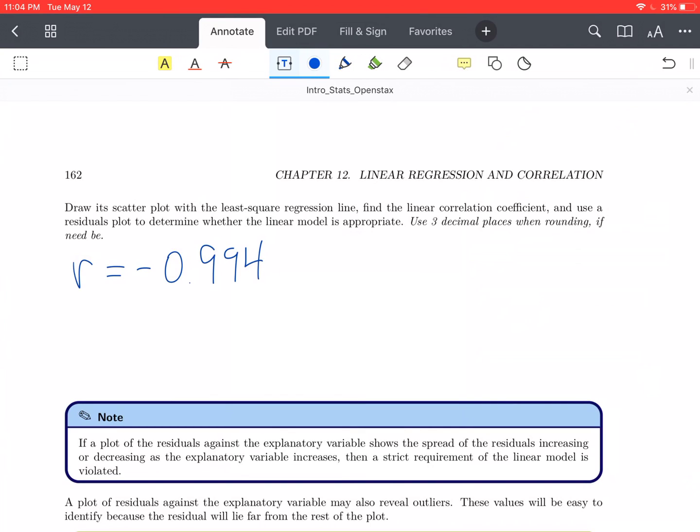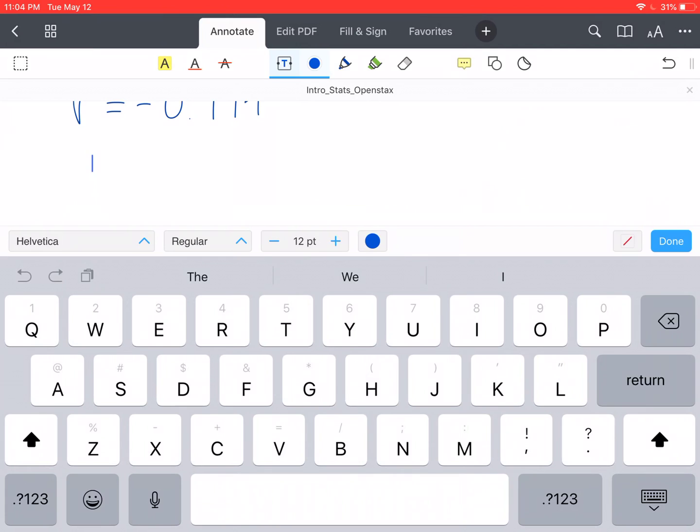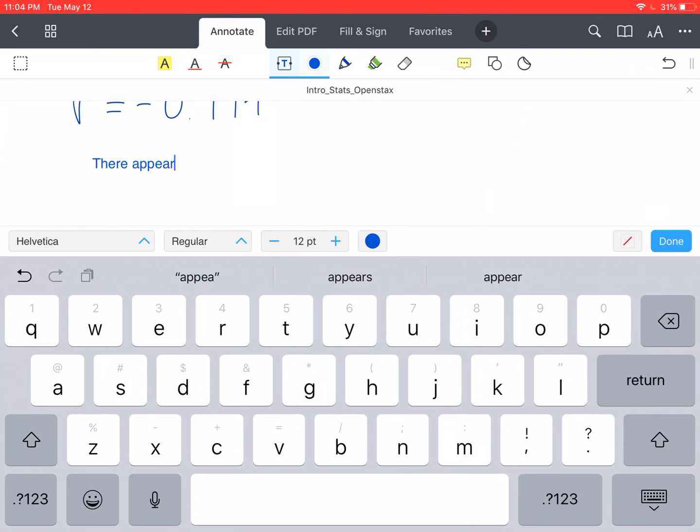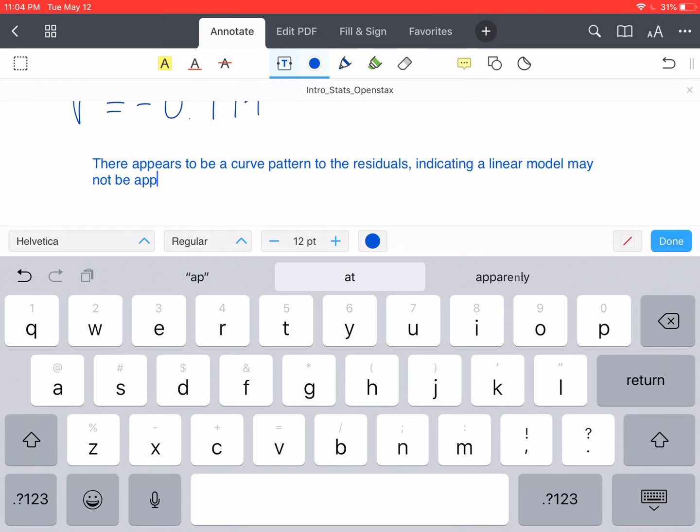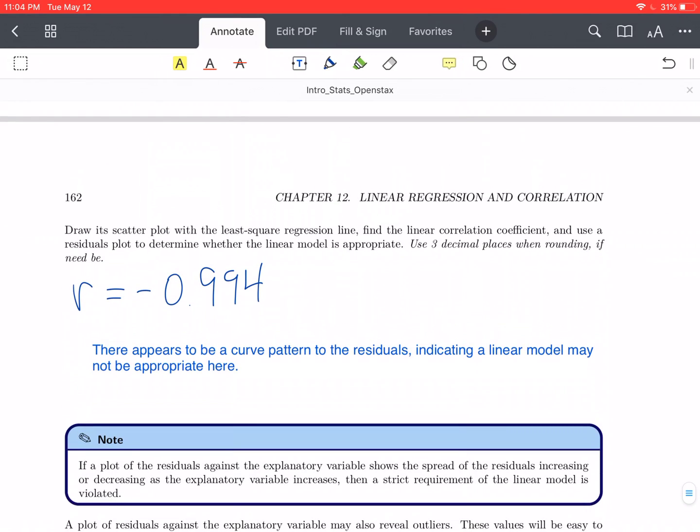Okay, so let's just summarize that here. So there appears to be a curve pattern to the residuals, indicating a linear model may not be appropriate here.